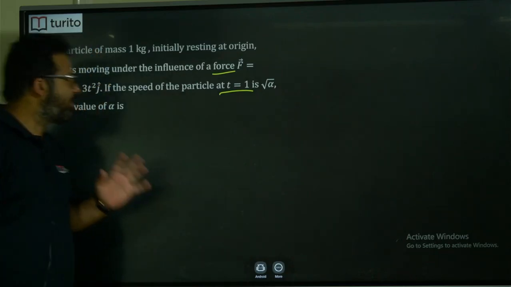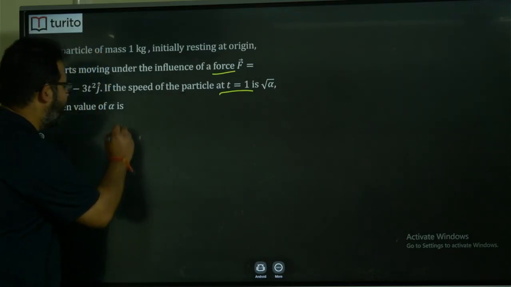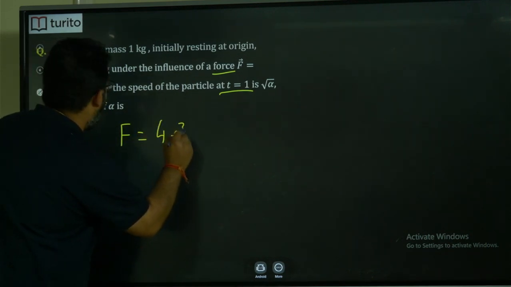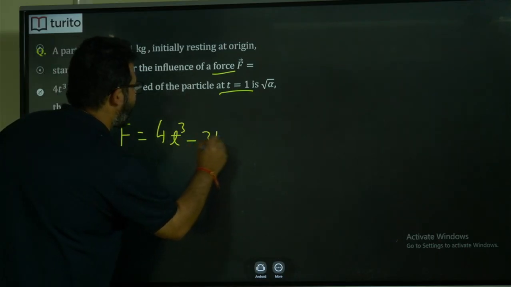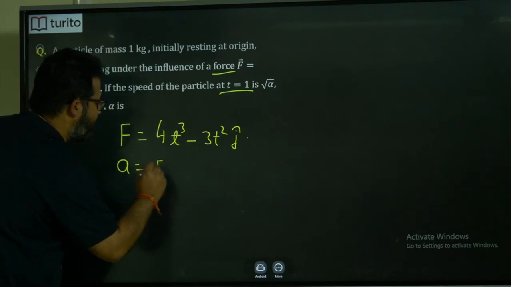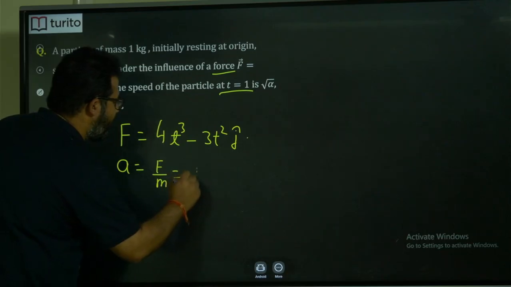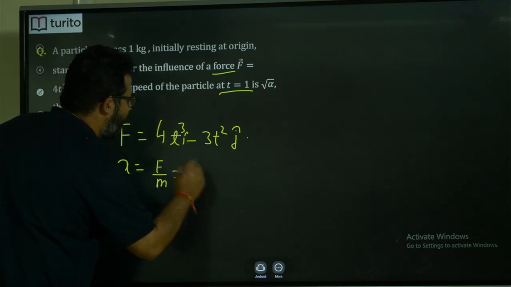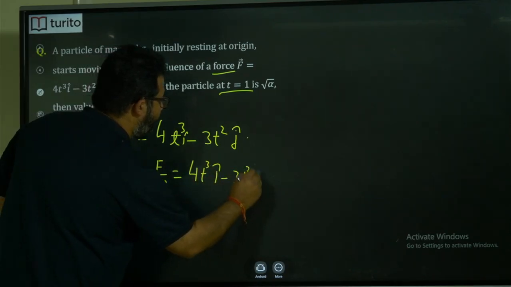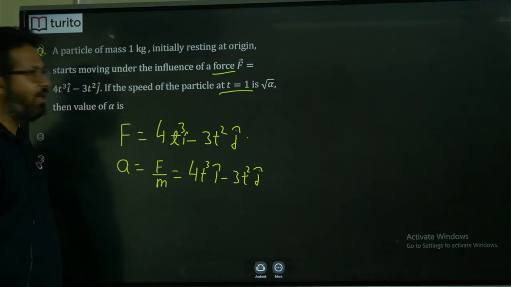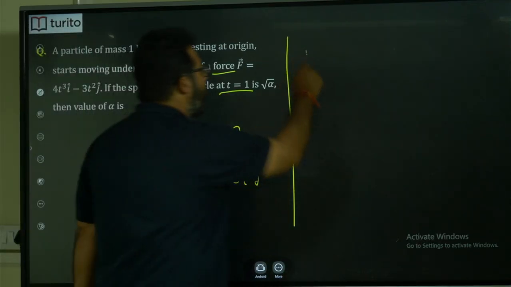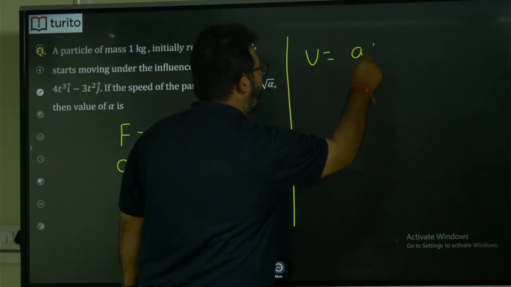In this case, we have been given the force. Force F is equal to 4t³ i cap minus 3t² j cap. Now what is acceleration? Force by mass, and mass is 1 kg, so it will be the same thing, 4t³ i cap minus 3t² j cap. This is the value of acceleration you will get. Now acceleration is dv by dt, so v will be the integration of a dt.